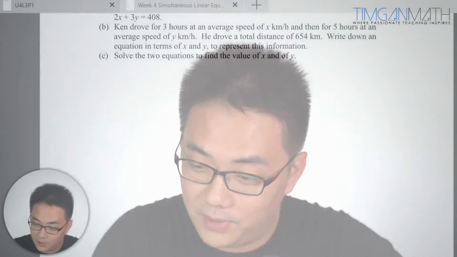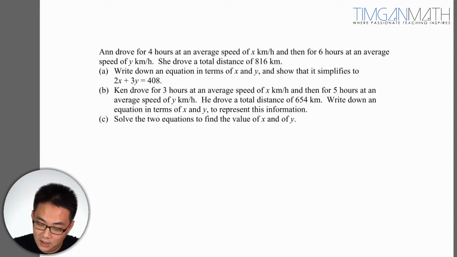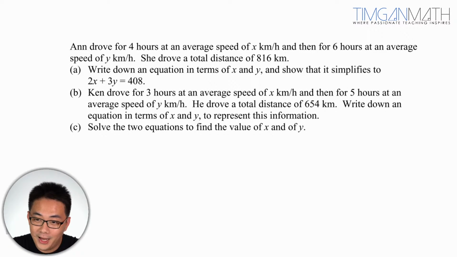Hi students, let's look at this question here, which is on the application of simultaneous equations. Let's see how we can do this proficiently. N drove for 4 hours at an average speed of x km per hour, and then for 6 hours at an average speed of y km per hour. She drove a total distance of 816 km.